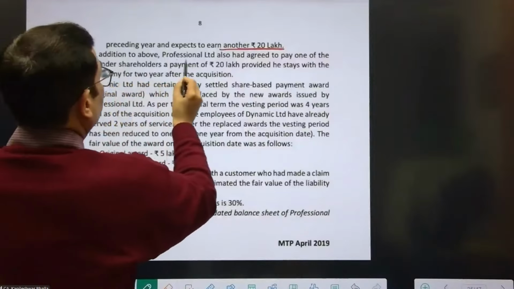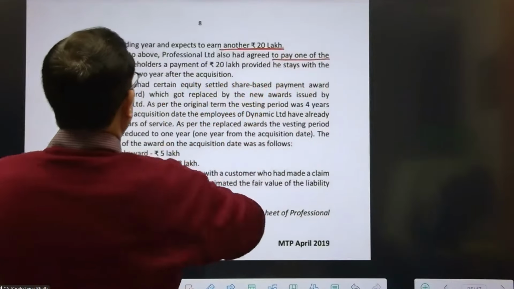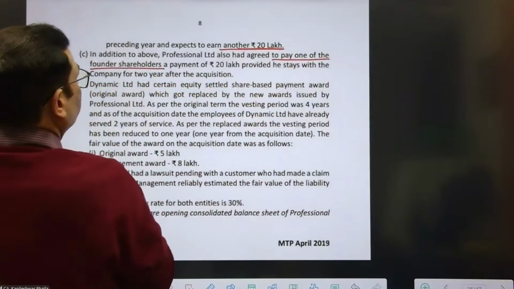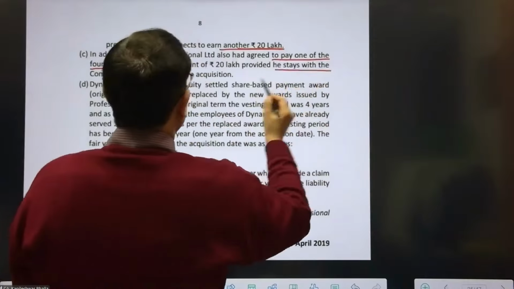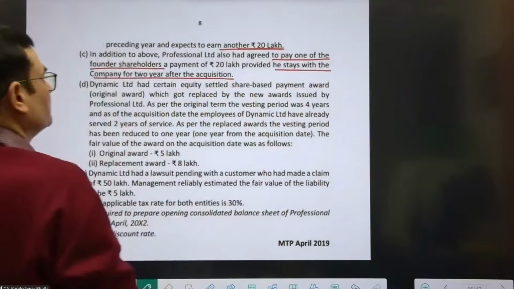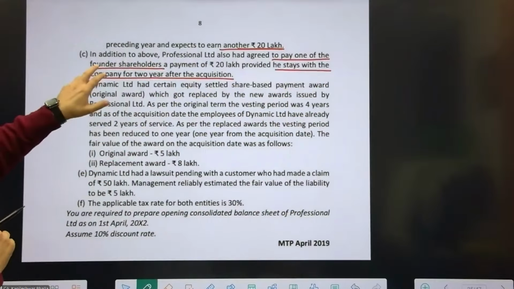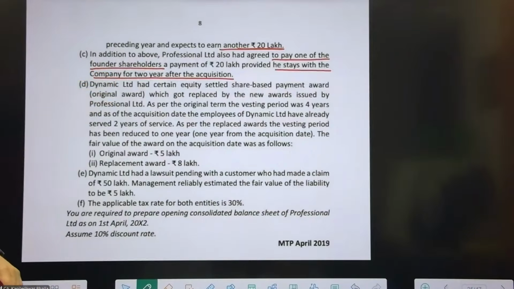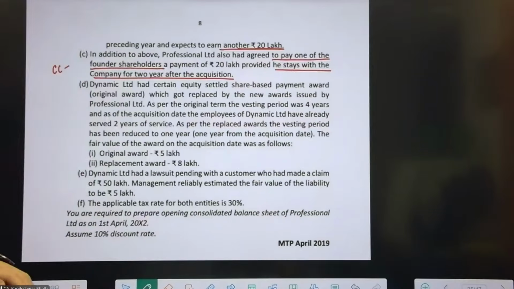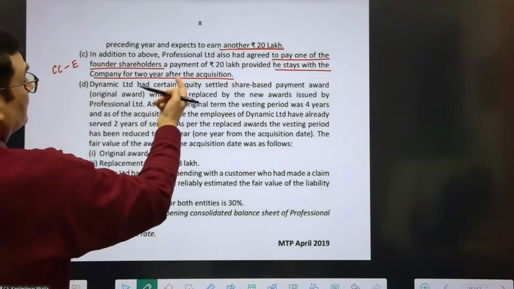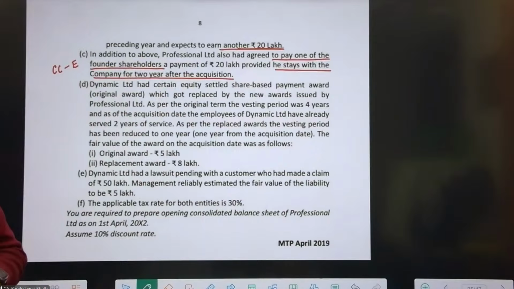Then he says, in addition to the above, he also agreed to pay one of the founder shareholders a payment of 20 lakhs, provided he stays with the company for 2 years after the acquisition. So what is this? If he's a founder shareholder, that means he's the employee cum shareholder of the company. So is this in the nature of CCE or a CCS? CCE. That's right, because you are putting a service condition that you need to work for another 2 years. So it becomes a case of CCE in this case. Right. Now let's go further.